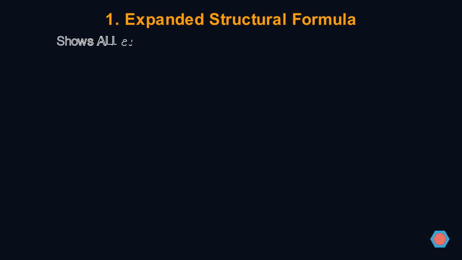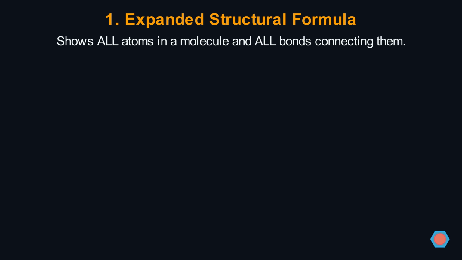First, let's talk about the expanded structural formula. It shows all the atoms in the molecules and all the bonds connecting the atoms. For example, methane is CH4. It's composed of a carbon central atom bonded to four other atoms of hydrogen.